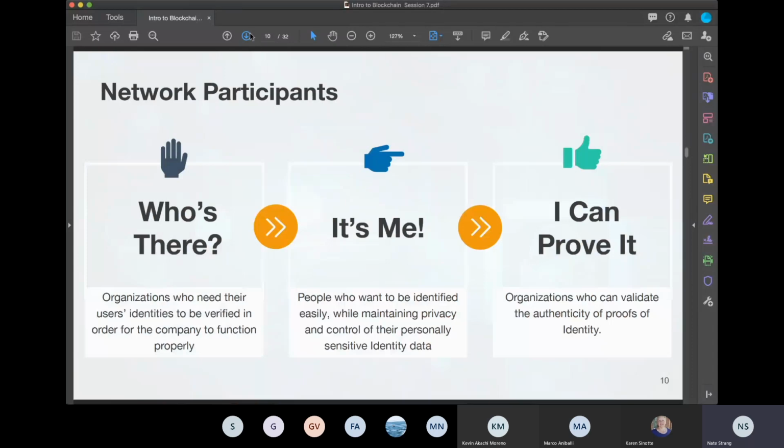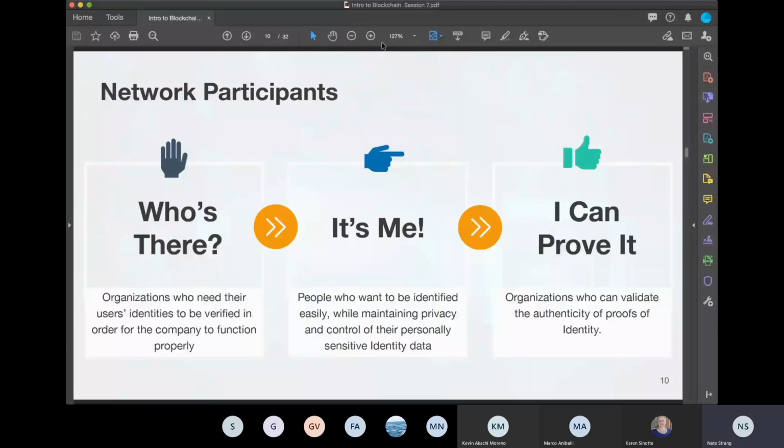So this is a summary or an introduction to the types of participants or the types of users that might use or stand to gain from an implementation of Kevlar identity. So we have groups and organizations who need to verify their users' identities or verify certain attributes about their customers in order for the company to function properly. That could be to follow legal regulations. It could be to enable certain customer-to-customer communications. It could be anything. But these are the participants that are essentially asking, who's there? I need to know something about your identity.